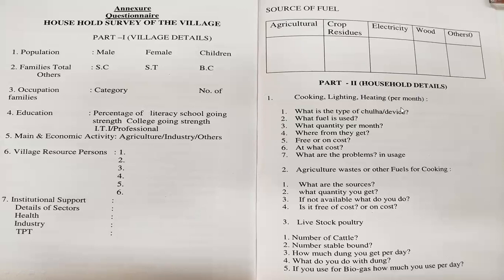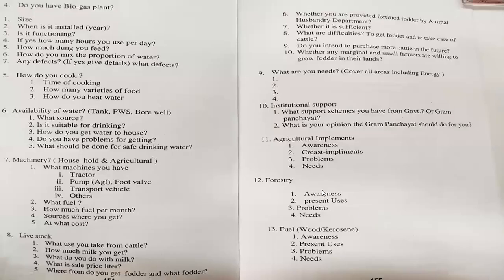Then part 2, you can have household details. What is the type of device or stove they are using, what fuel they are using, what quantity per month, where from they get it, at what cost, whether it is free or at what cost, what are the problems in the usage. Then again on agricultural waste, you can say what are the sources, what quantity, whether it is available free or at cost. Then livestock, poultry, what type of cattle, and how much dung they get per day, and these kind of things also they can have. Then if they have biogas plants, you can ask the questions on size, when it was installed, how it is functioning, and how they are cooking, the time of cooking, how many varieties of food they are cooking.